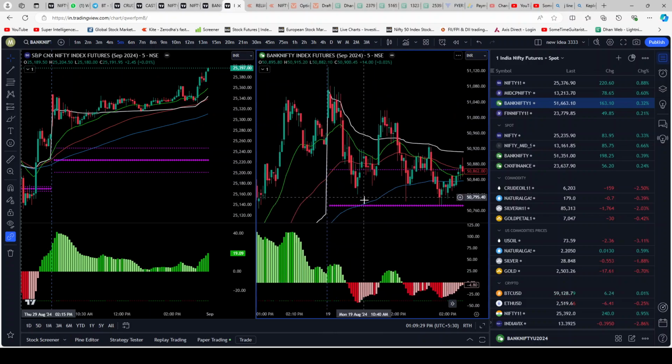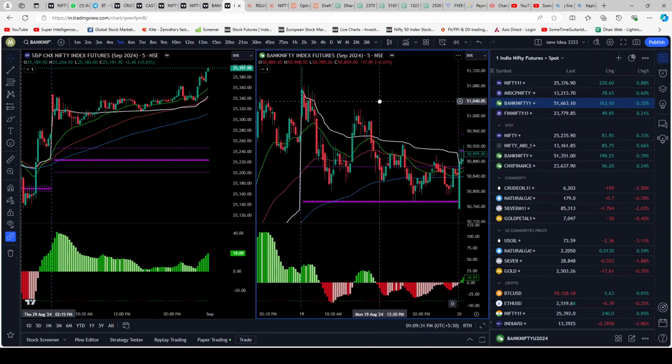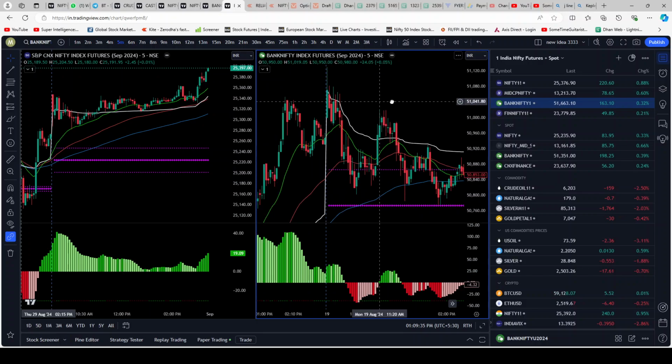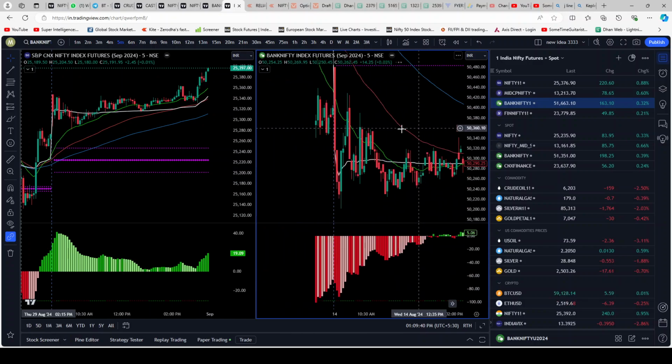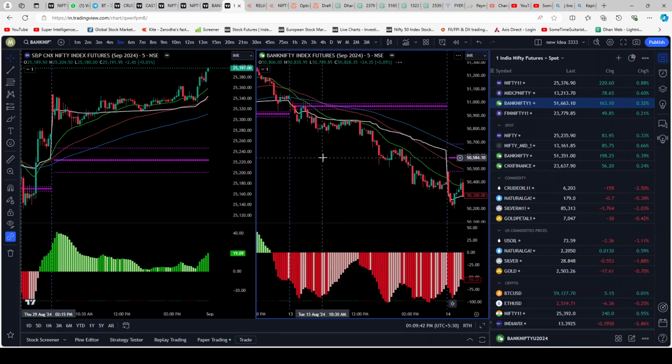You see it's falling over here, but we will not short. This day also we would have not shorted because it did not breach the blue line and the CPR, especially the blue line. No shorting till the blue line is breached, unless you're very certain that you're doing great.